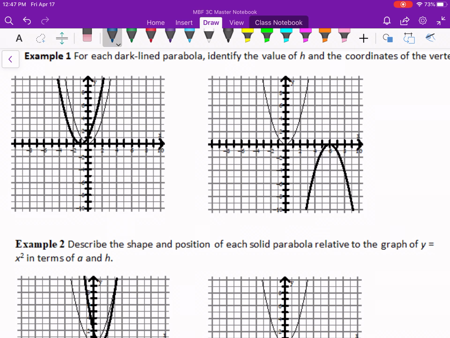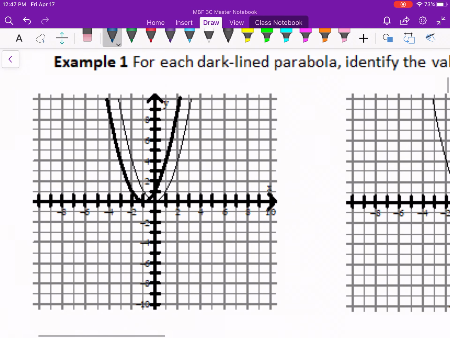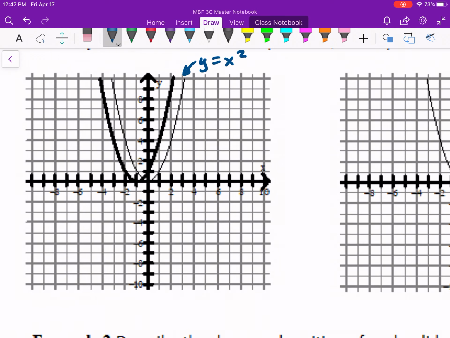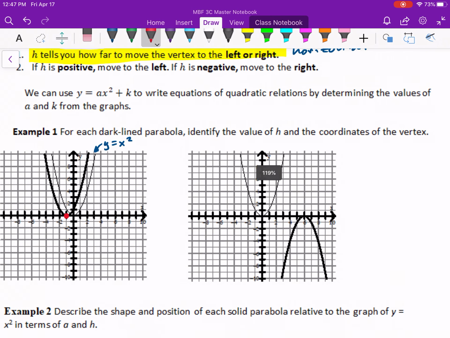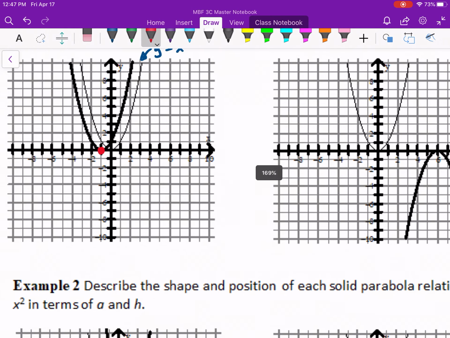So we know, again, that this graph, let's zoom in a bit, this graph is y equals x squared. And the darker one is something else, and we could come up with the equation for that. We will later, but for now, let's just worry about the vertex. Remember, the vertex is that highest or lowest point. So the vertex is there. So we want to identify the value of h and the coordinates of the vertex.